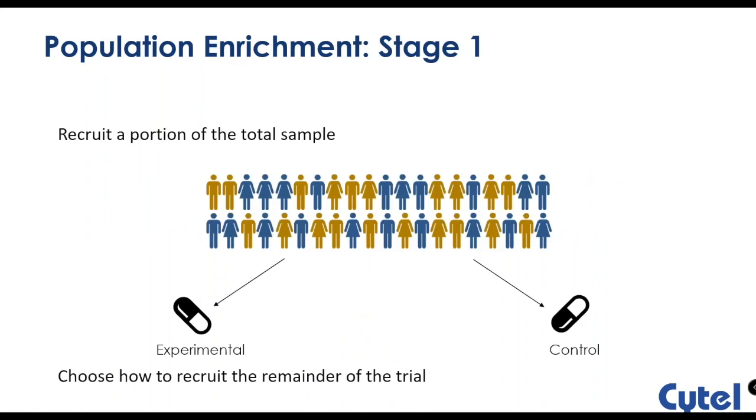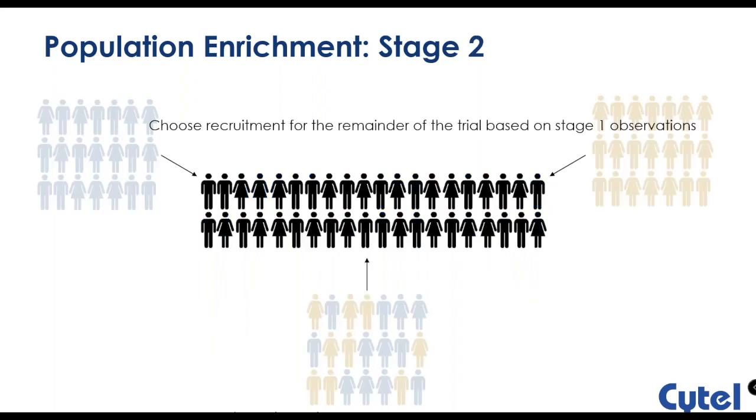So this is exactly what we do in a population enrichment design. We begin by recruiting every patient possible into the trial for some portion of the total sample size. So illustrated here, we have perhaps half of our total sample where we're recruiting from the full population and again randomizing those patients to the experimental treatment and to the control treatment. At this stage, we then make a choice about how we recruit the remainder of the trial. So we have half of our patients remaining, and what we will do is choose from these 3 options based on the observations from stage 1 of the trial.